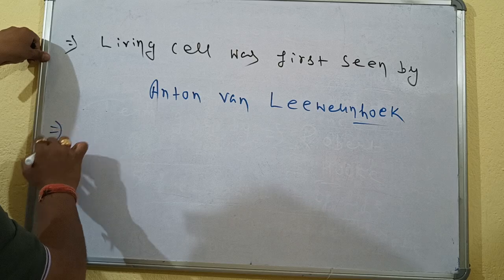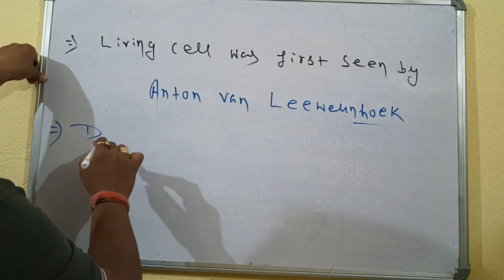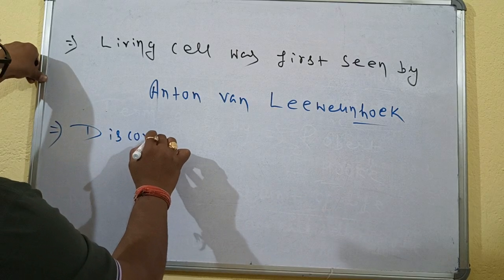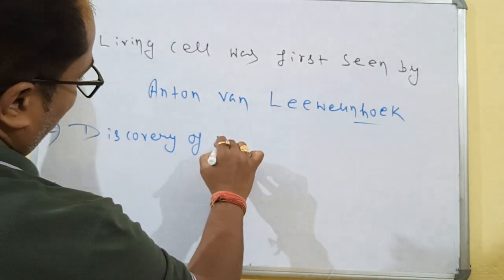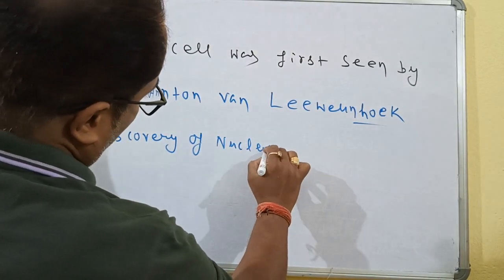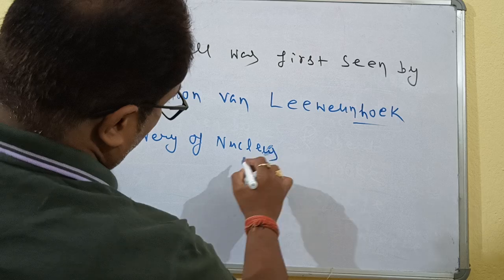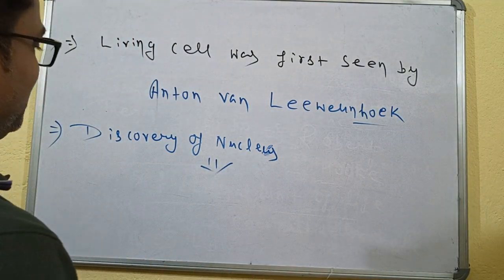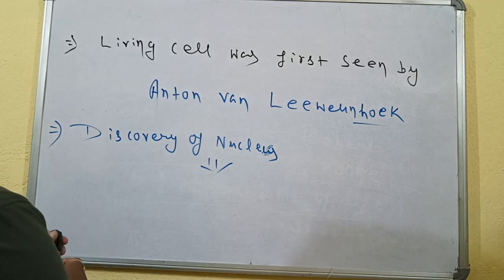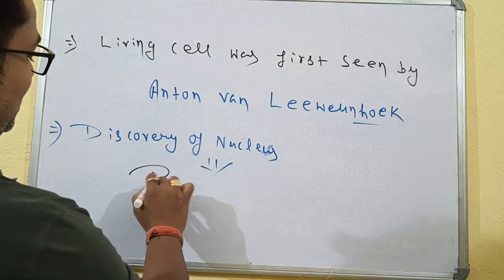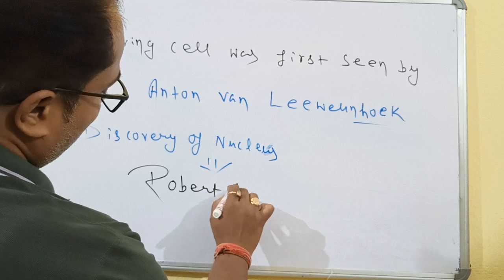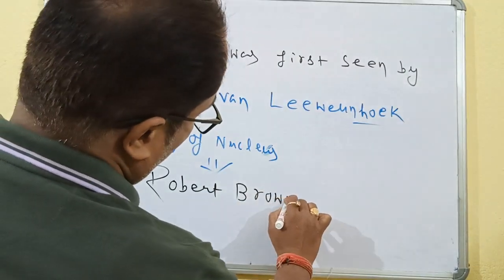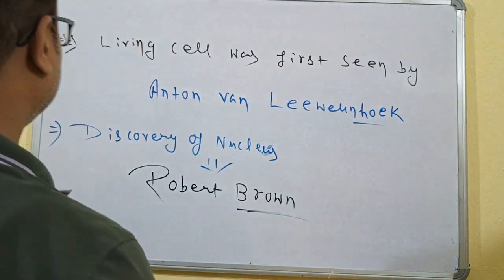Now, the discovery of the nucleus. Which scientist is credited for the discovery of the nucleus? That is Robert Brown. Which scientist? Robert Brown.